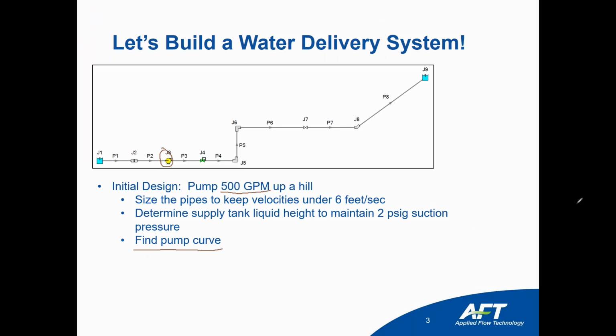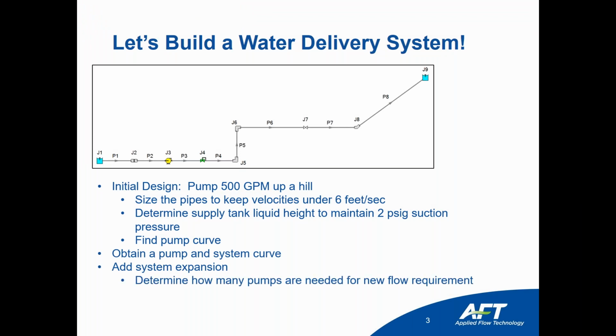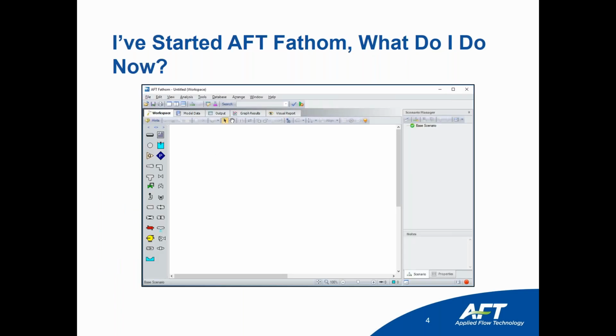And once we find a pump curve, I'm going to show you how you can easily generate a pump and system curve. And then if there's time, I might be able to show quickly how you can add on a system expansion. So we would need to figure out how many pumps we need for a higher flow requirement that we might have. So I've already started Fathom. What do I do now?